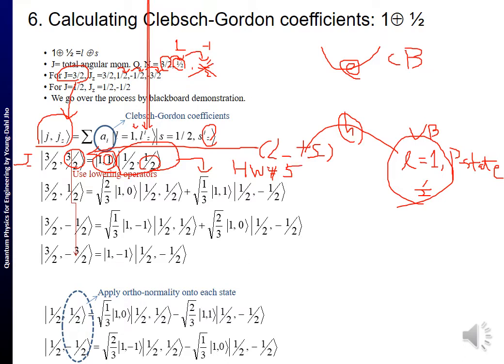To calculate the Clebsch-Gordan coefficient, here the coefficient is 1. Why is it square root of 2 over 3? Why is it square root of 1 over 3? Please calculate it yourself. The procedure is almost the same as the previous problem of 1/2 plus 1/2.